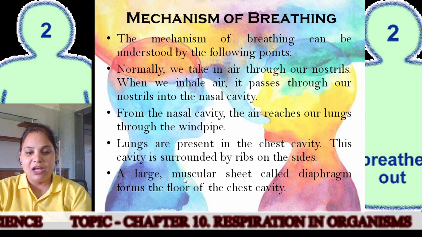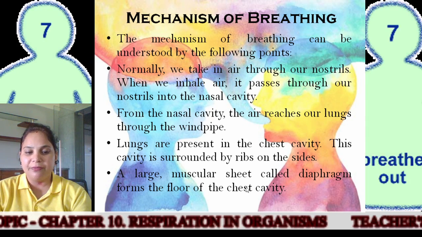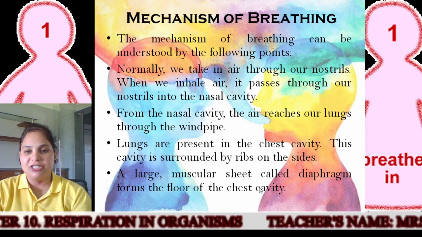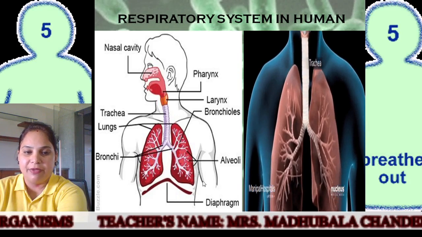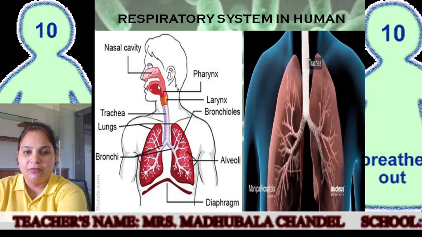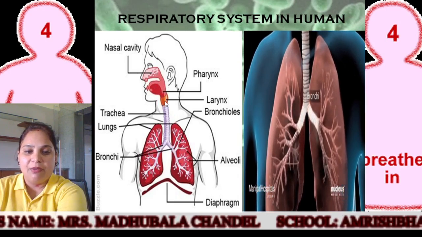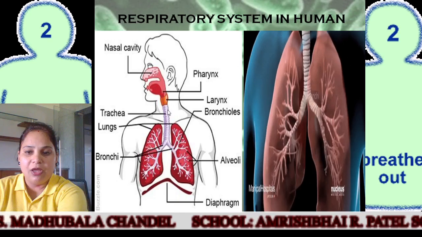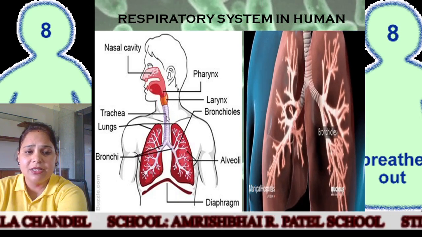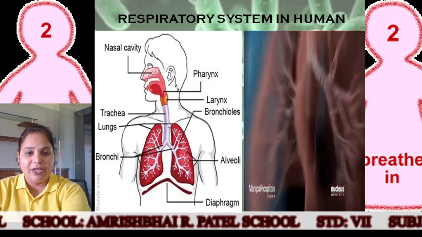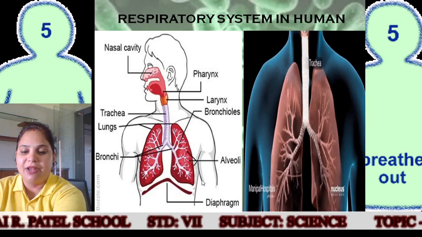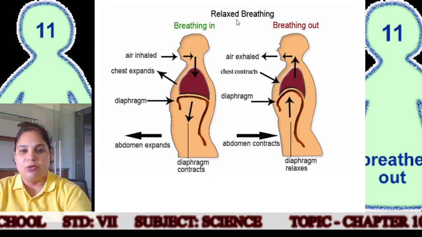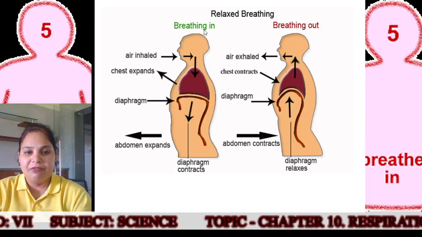Then we have a large muscular sheet called the diaphragm, which forms the floor of the chest cavity. So below the chest cavity you have the diaphragm here. From the nasal cavity we have the trachea, the windpipe, inside. Then it goes into the bronchi and then the bronchioles, and then we have the diaphragm. This is relaxed breathing which is taking place.